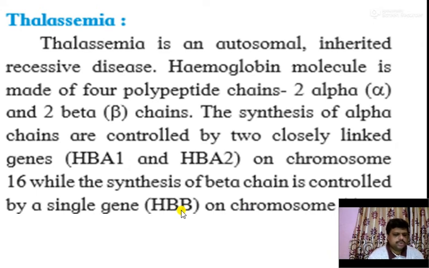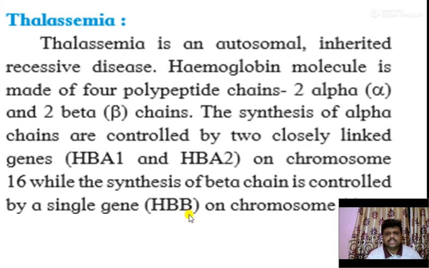Okay, so depending upon the affected chain, thalassemia is classified into alpha thalassemia or beta thalassemia. It is caused due to the deletion or mutation of the gene which codes for the alpha and beta globin chain, which results in abnormal hemoglobin.